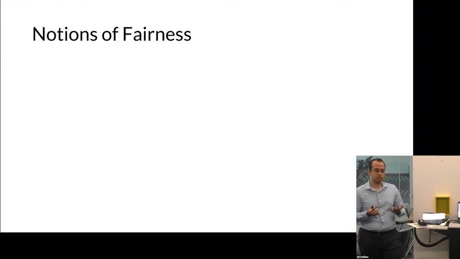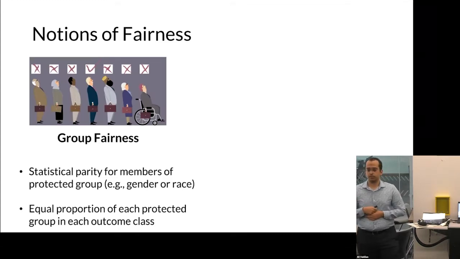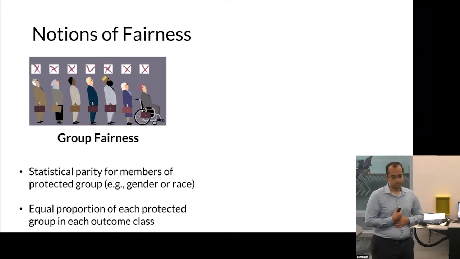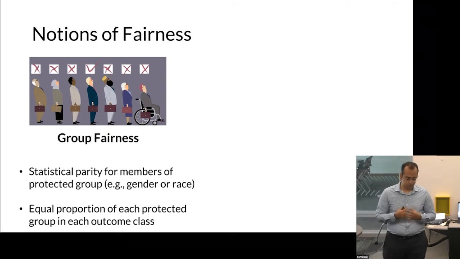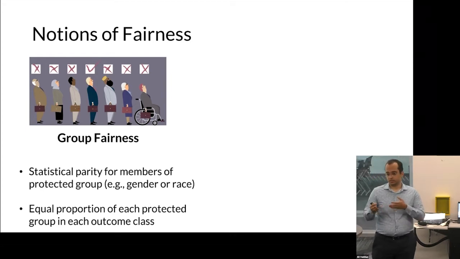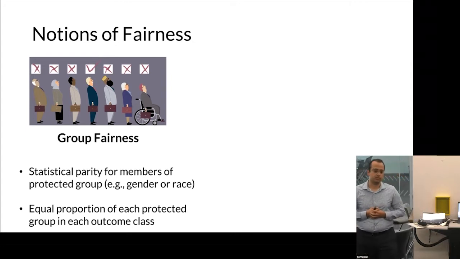Since I'm talking about individual fairness, let me briefly say what, at a high level, the notions of fairness we care about are. The first is group fairness. Here we would like to satisfy some sort of statistical parity between, let's say, the accuracy of the prediction for protected groups that are determined by gender or other protected attributes. In general, we would like to provide an equal proportion of each protected group in each outcome class. This is in the sense of classification. So basically, equal opportunity to the group as a whole.